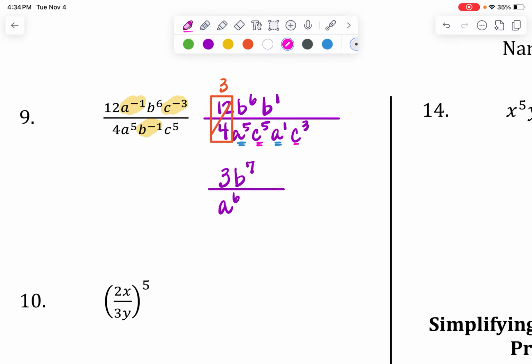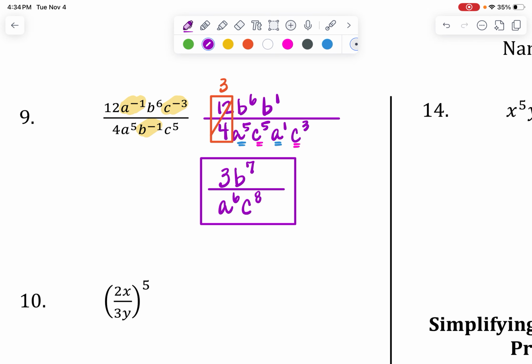And then I brought those 3 c's down to join the other 5 c's that were already down there. And when we multiply, we add the exponents. And that's our final answer because we've merged all the like bases together. And voila.